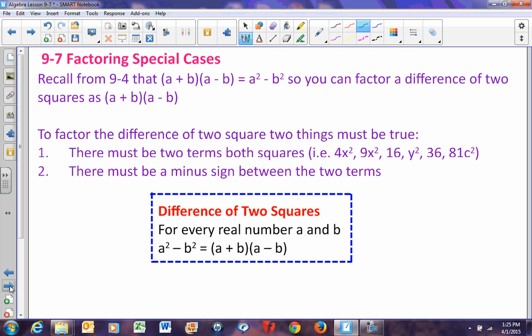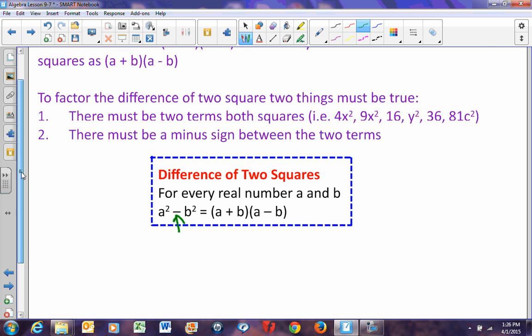Now, also recall from 9-4 that when we multiplied a plus b times a minus b, we came up with a squared minus b squared. So you can factor the difference of 2 squares as an a plus b times an a minus b. To factor the difference of 2 squares, 2 things must be true. There must be 2 terms, both squares. The first term and the last term must be perfect squares, like 4x squared, 9x squared, 16y squared, 36, 81c squared, etc. There must be a minus sign between the 2 terms. It does not factor if there's a plus sign. Only works if there is a minus sign. So the difference of 2 squares has to have this minus sign right there. And it will always factor to an a plus b times an a minus b.